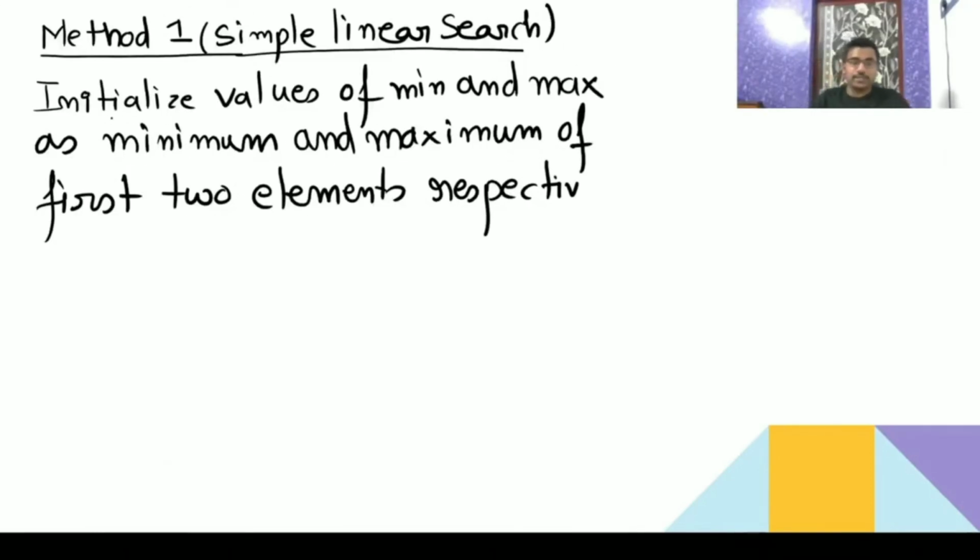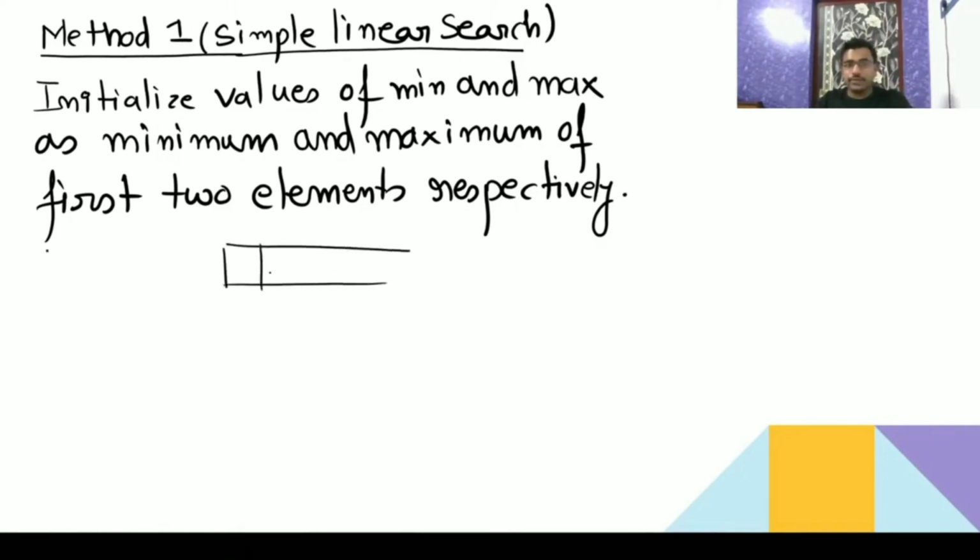Method one is saying that initialize the values of min and max as the minimum and maximum of the first two elements respectively. Means in the array you take the first two elements, you compare them, and you initialize the minimum value in min and the maximum value in max.